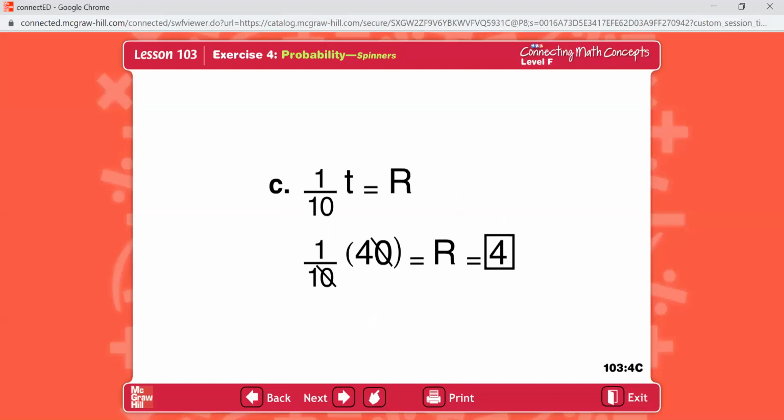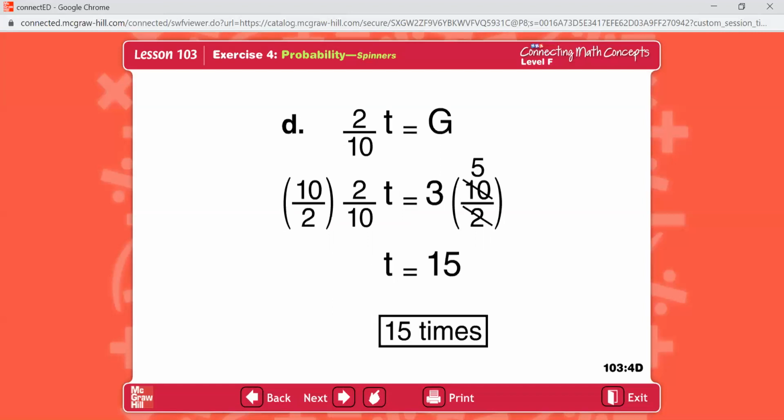Problem D. How many times would you expect to spin the wheel until it stops at G 3 times? Pause the video now to work the problem. Continue when you're ready to check your work. Here is what you should have for problem D.